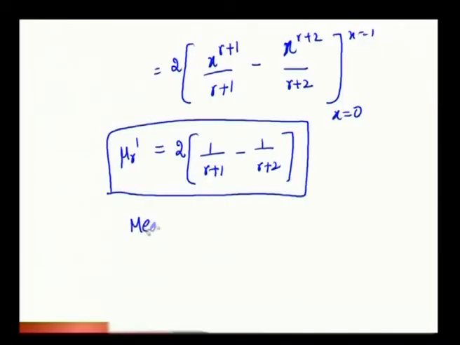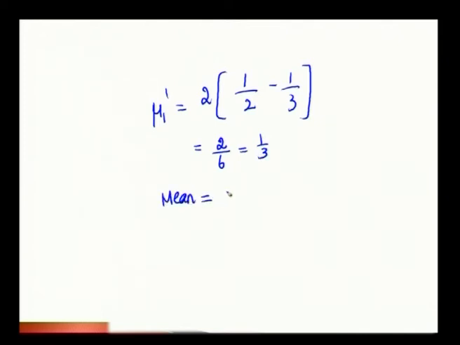We have to find out the mean. Mean is given by mu 1 dash, right. So, put r is equal to 1 in equation 1. What happens when you put r is equal to 1: mu 1 dash, which is mean, is 2 into (1 by 2 minus 1 by 3). When you simplify, it is 2 by 6, which is equal to 1 by 3. So, mean we have found out, mu 1 dash is equal to 1 by 3.